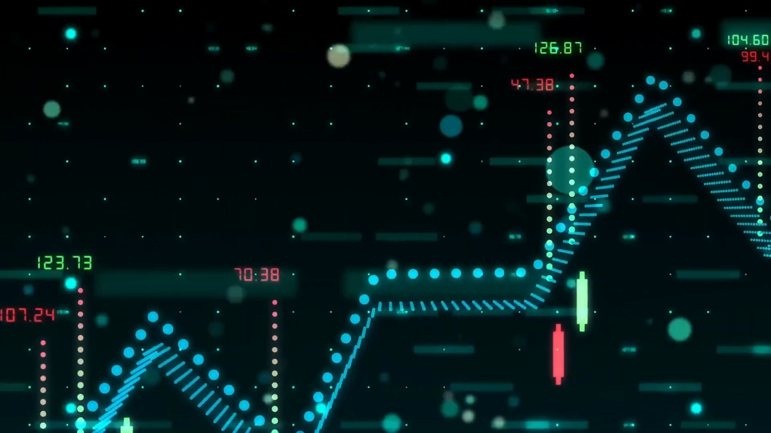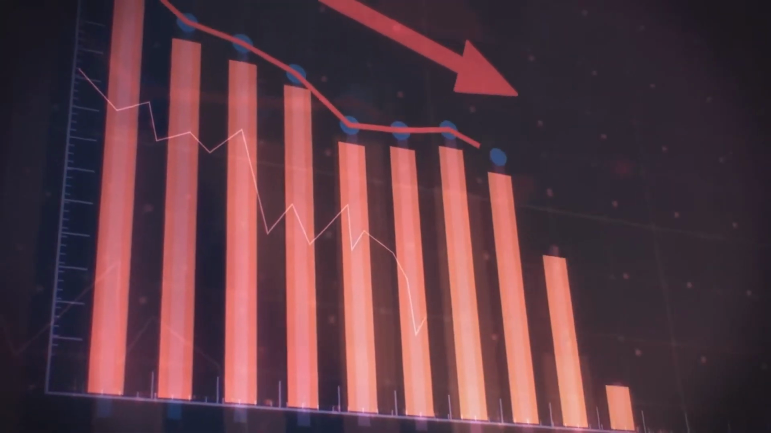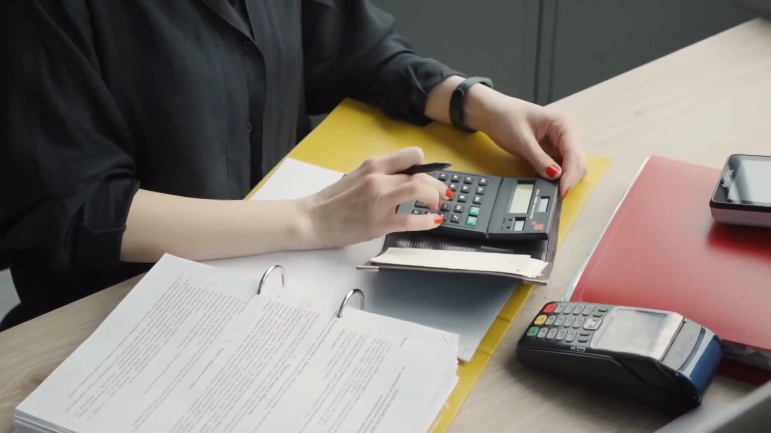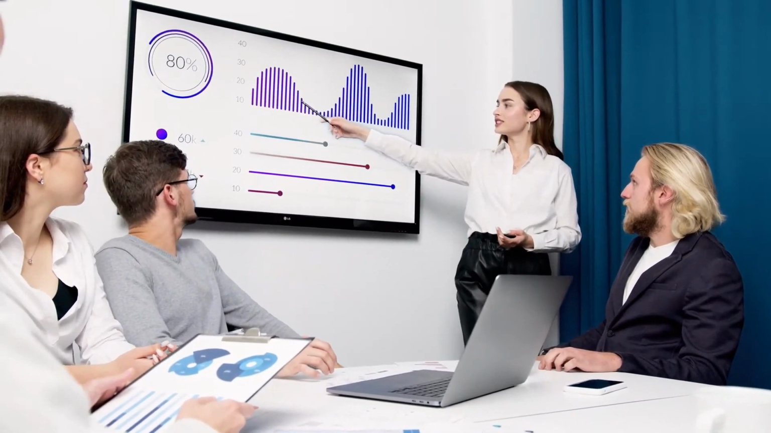A high price to earnings ratio might indicate that the stock is overvalued, while a low price to earnings ratio could suggest it's undervalued. However, it's essential to compare the price to earnings ratio with other companies in the same industry to get a more accurate picture.